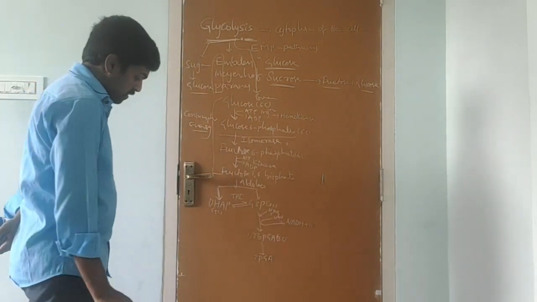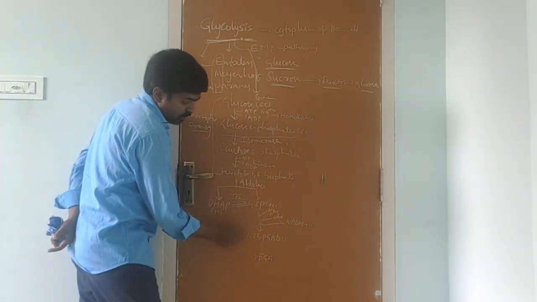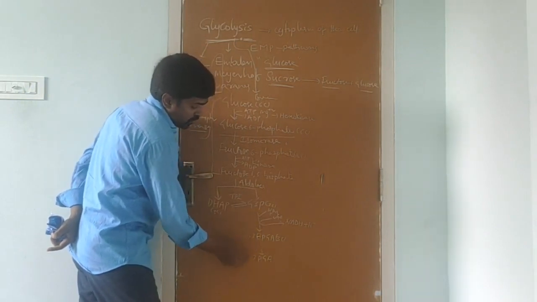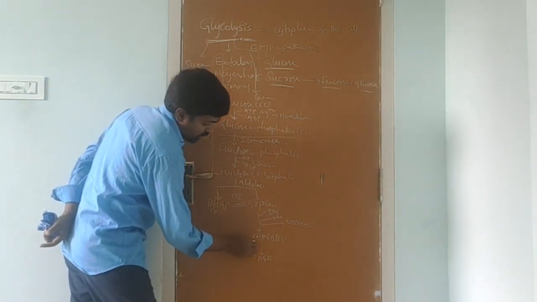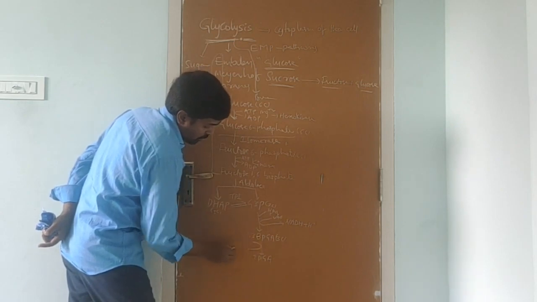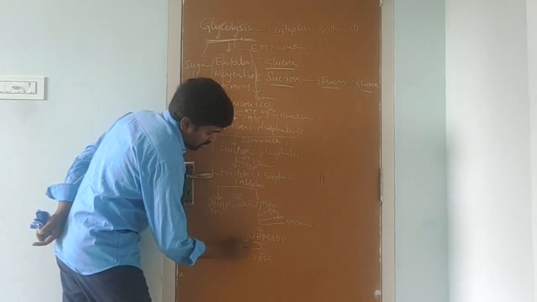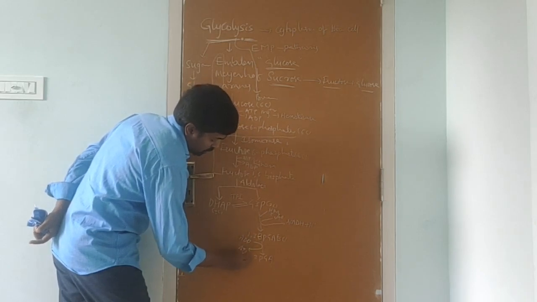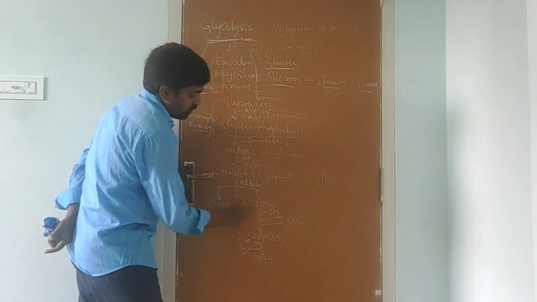3-phosphoglyceric acid. Now, 1,3 bis-phosphoglyceric acid turns into which one? 3-phosphoglyceric acid. Here we can expect the release of 1 ATP, meaning ADP turns into ATP. Here the enzyme is which one?